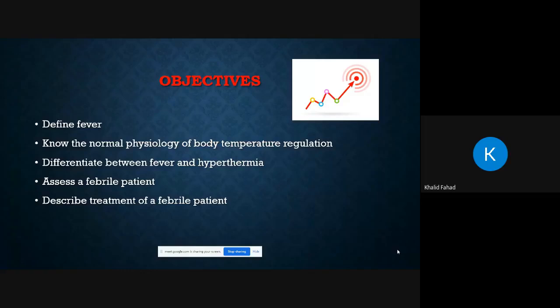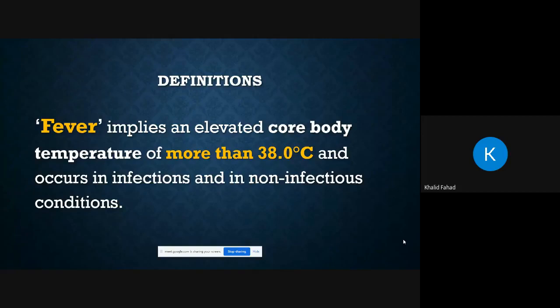Some definitions. First of all, fever. How do we define fever? Indeed, fever implies an elevated core body temperature of more than 38 degrees Celsius. And the most common etiology of fever is usually infectious. However, there are some non-infectious conditions. So not every patient with fever usually has an infectious cause, but maybe a non-infectious cause. And fever is usually a characteristic of most infectious diseases.